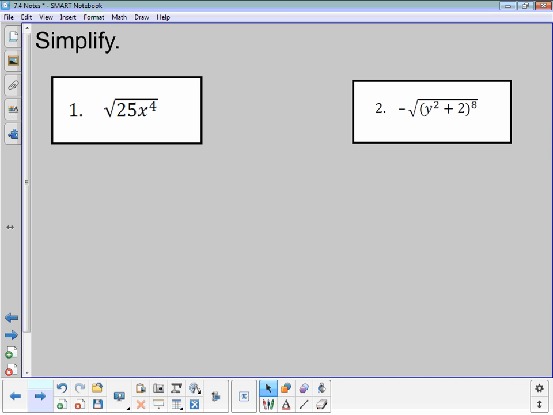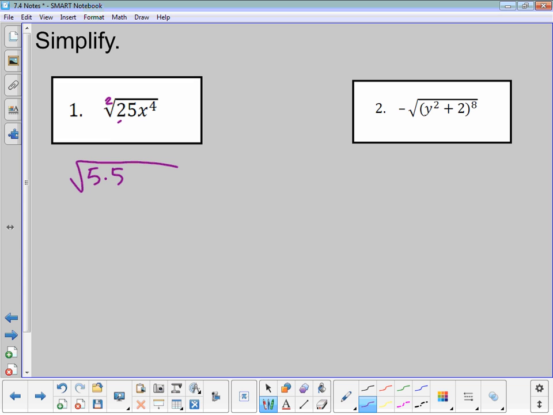If I take a look at number 1, I have the square root of 25 x to the 4th. When there's no index written, by the way, it's what we're all used to. It's an index of 2, the square root. So if I break that apart, that means I have the square root of 5 times 5, just breaking down that 25 into 5 times 5, and I have 4 x's, so x, x, x, and x.